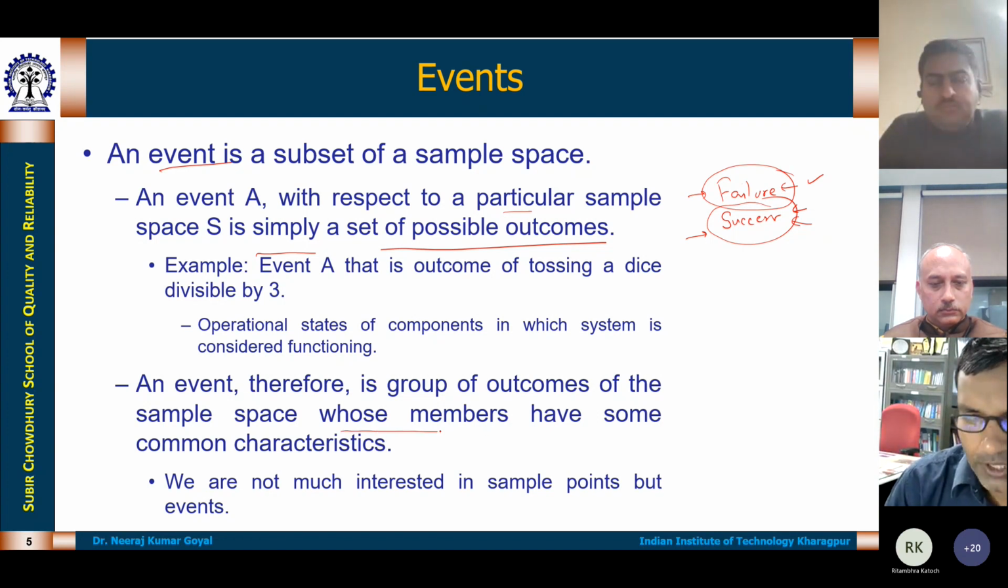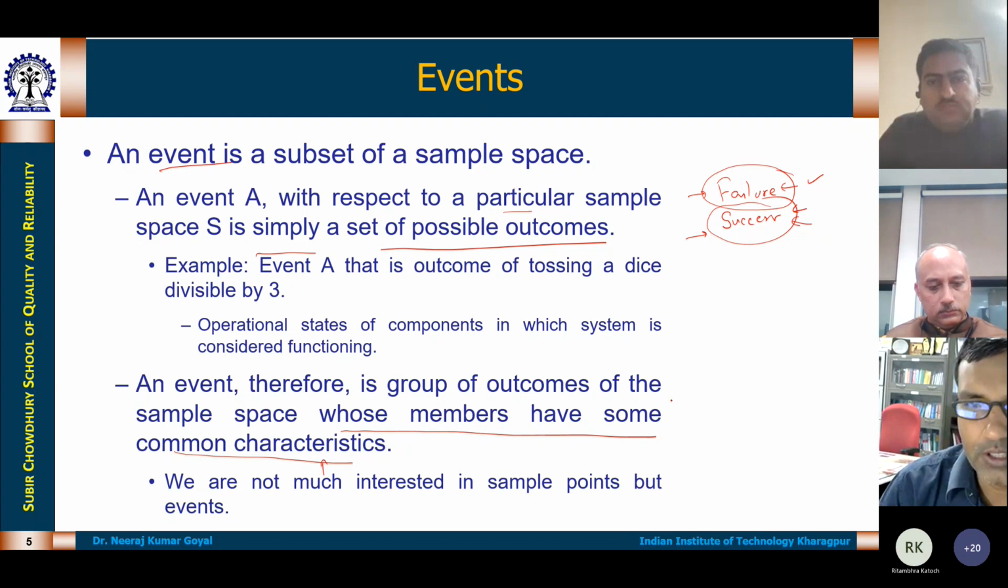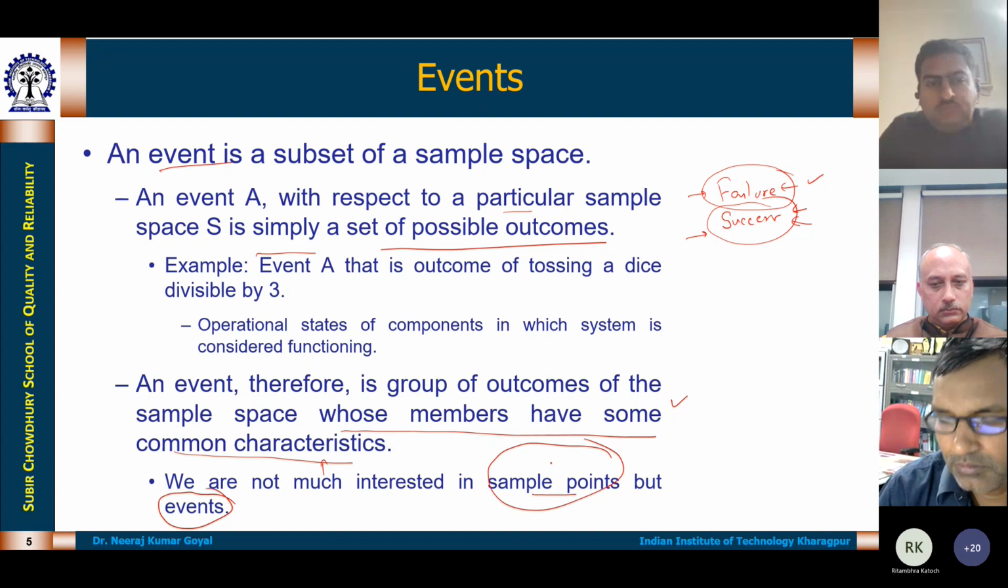But what is the commonality there? Any set of outcomes, we will not call an event. Whenever we call something an event, there are some properties based on which these sample points, these elements of the sample space, are similar. We are not interested much in sample points, but we are interested in events. We want to know the event's probability, right? So to know the event probabilities, we have to accumulate the sample point probabilities. Then only can we get the event's probability.